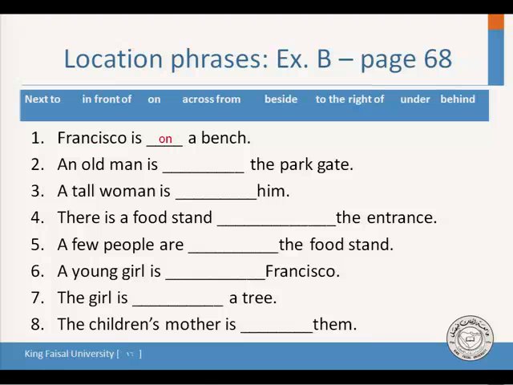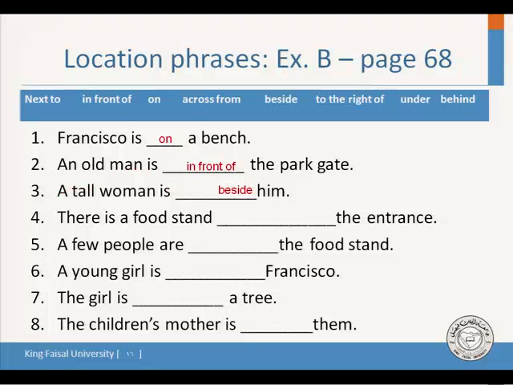Number 2, an old man is blank the park gate, entrance, door. Okay, where is he? Where is the old man? In front of the park gate. A tall woman is what? Beside him, beside, next to.